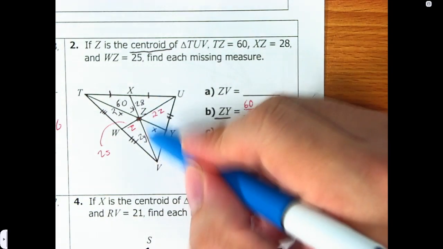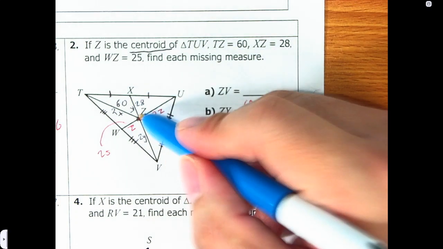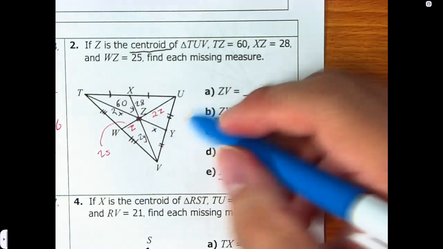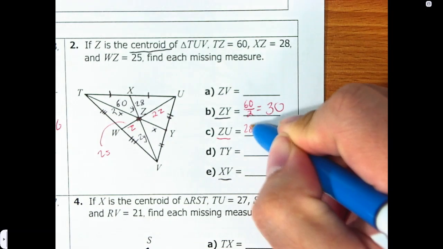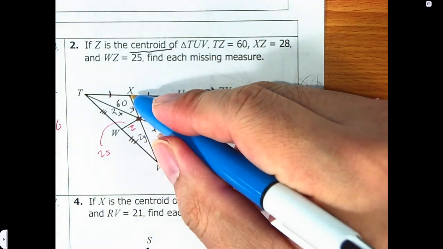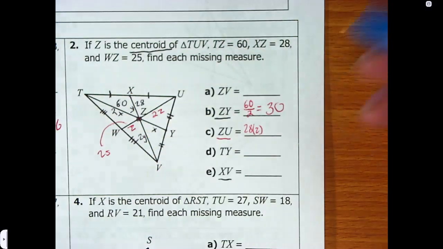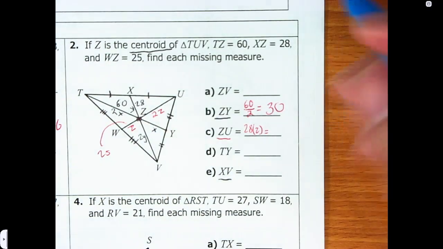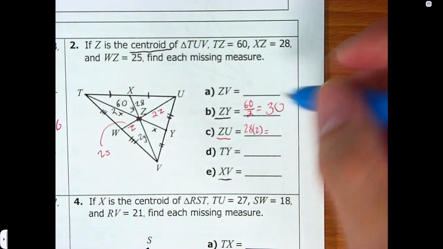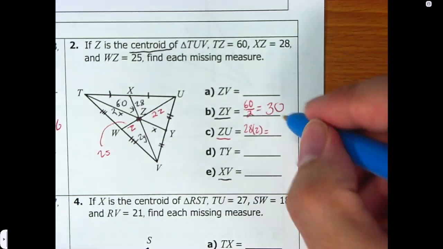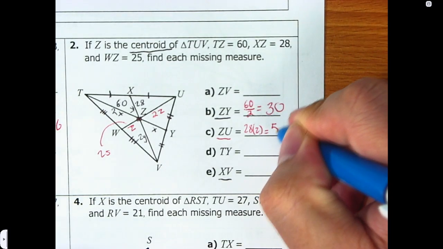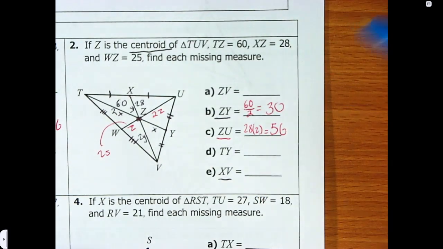ZV is 2 times XZ, and XZ was defined as 28. So we're going to double that, 28 times 2. So we have the length of the midpoint to the centroid. We can multiply it by 2 to find the remaining length, or multiplying by 3 to find the whole thing. So that's good too. That gives us 56 units.